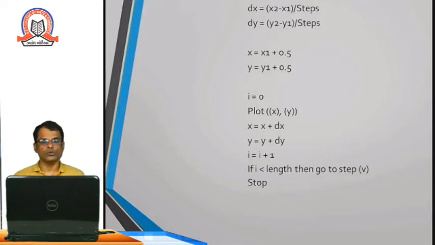So we are going to put this in a for loop, and we continue while i is less than the number of steps which we decided. How do we decide the number of steps? We have to find the differences; whichever difference is bigger, that is your number of steps. And once all the points are plotted, at the end you have to stop.